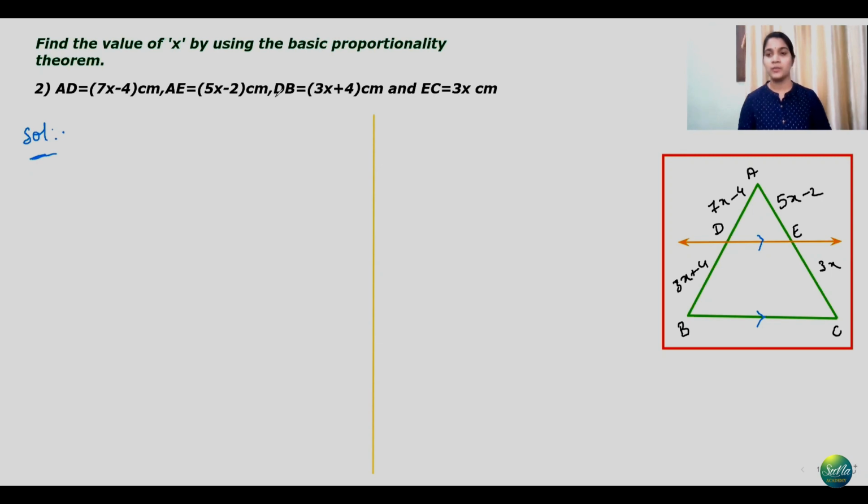We have another problem to find out the value of x here. So the given values for the triangle: AD is equals to 7x minus 4, BD is equals to 3x plus 4, AE is equals to 5x minus 2, EC is equals to 3x. And clearly DE is parallel to BC.